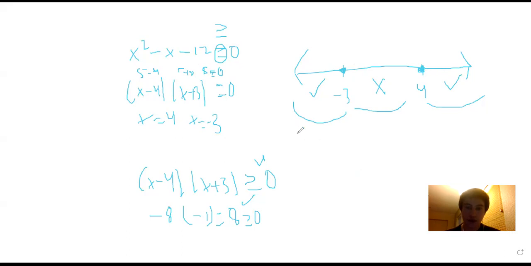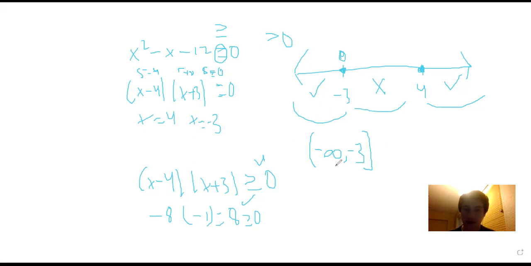Negative infinity always gets a parenthesis. Then we put a comma, and then the first point, negative 3. Because we're including negative 3, we put a bracket. Anytime it's including that number, we put a bracket. If it's not, we put a parenthesis. So let's say we had greater than 0. That means instead of a closed circle, this would be an open circle, and therefore this would be a parenthesis.